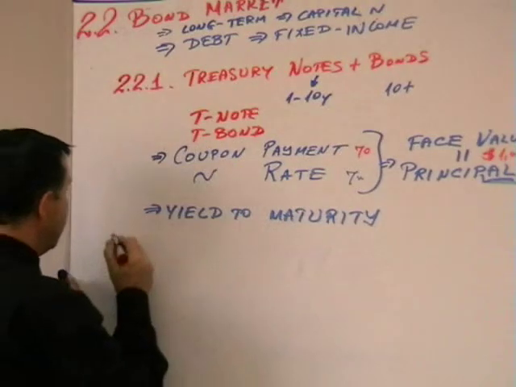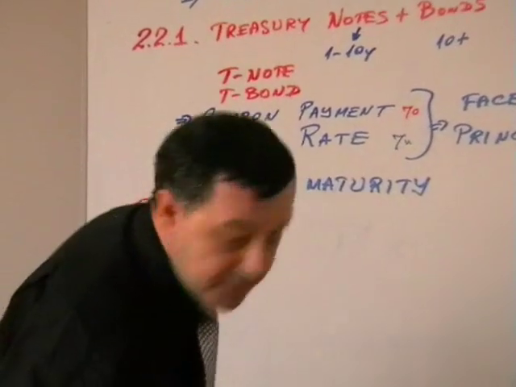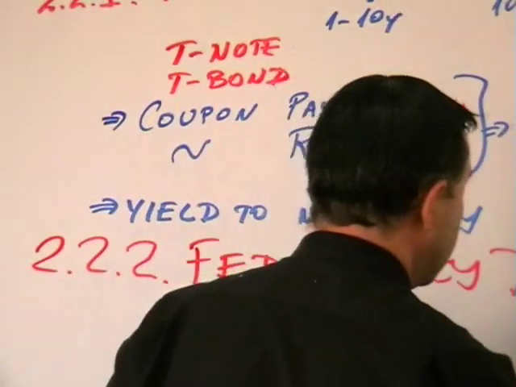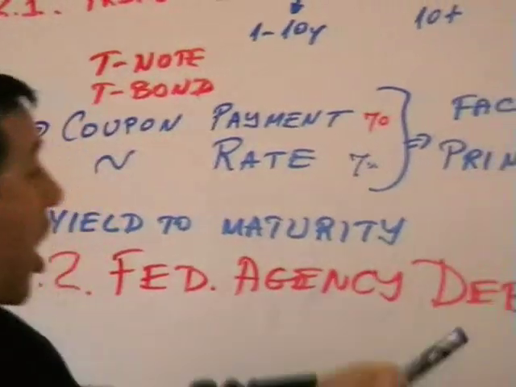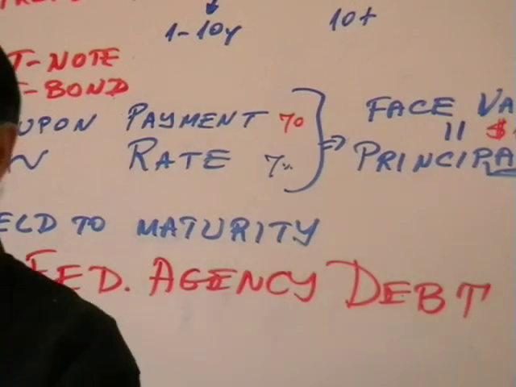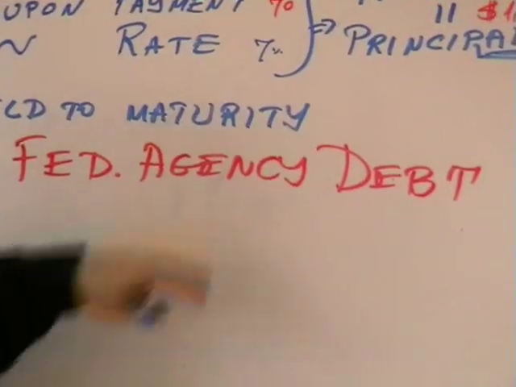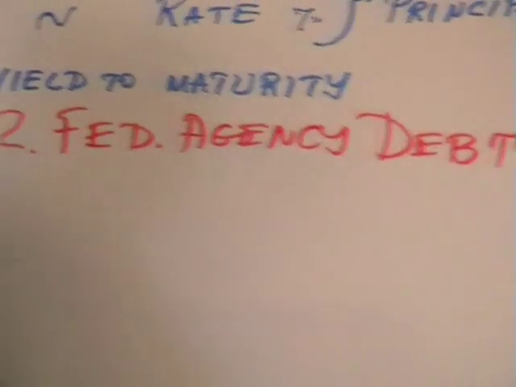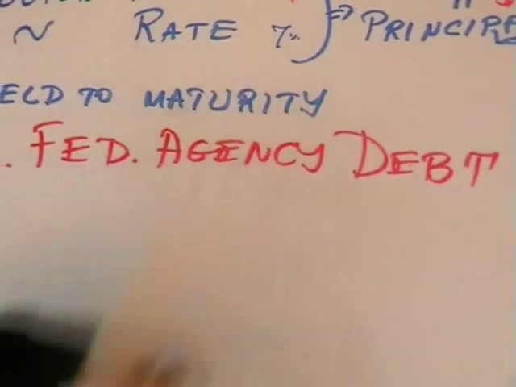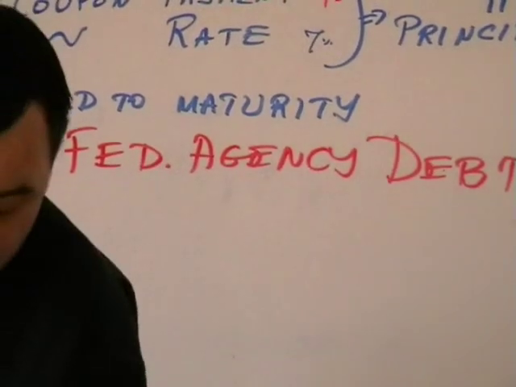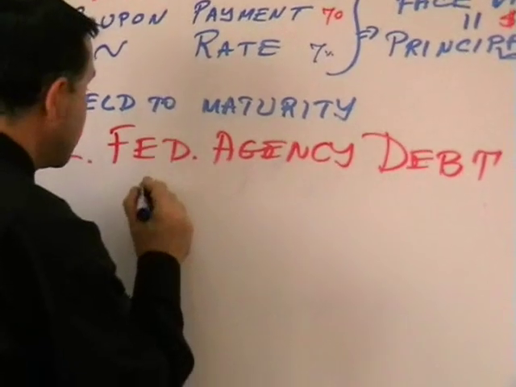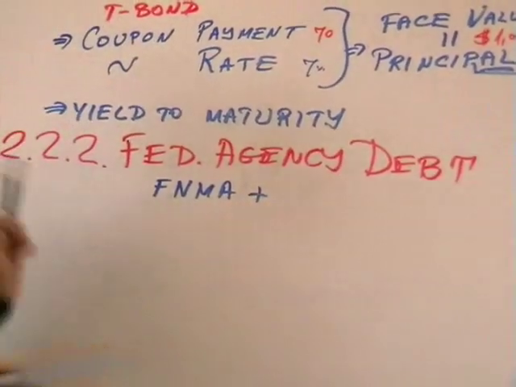So 2-2-1. Then you have 2-2-2. We call it federal agency debt. All right. So these are obligations, usually bonds, issued by federal agencies or financial institutions backed by the federal government, sometimes with an explicit guarantee, sometimes with an implicit guarantee, that in case of default, the federal government will make good on the promise. These are, and I'm just going to read some of them, FHLB, Fannie Mae, Freddie Mac, Ginnie Mae, FLMC, etc. The two biggest and most important are Fannie Mae and Freddie Mac.